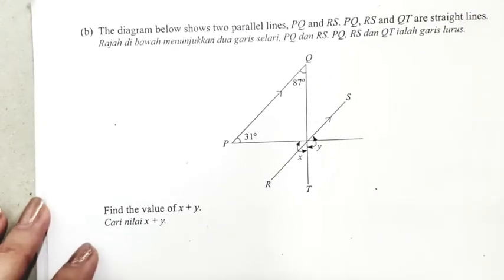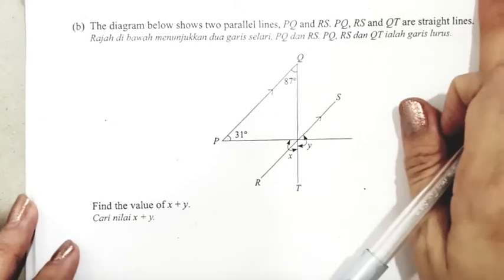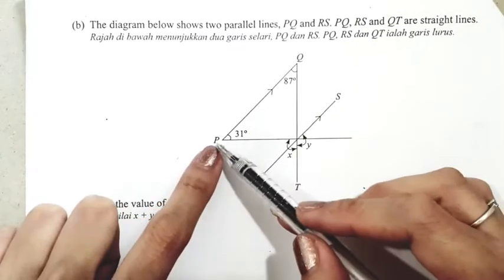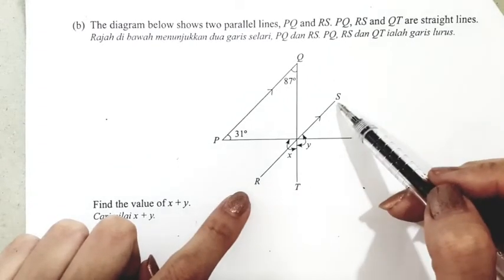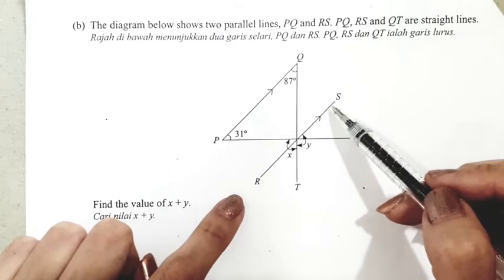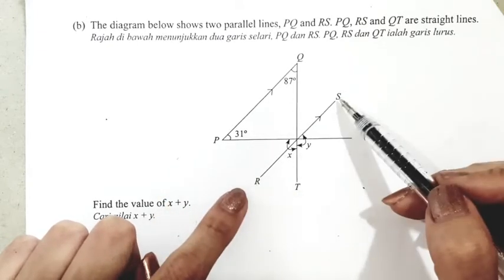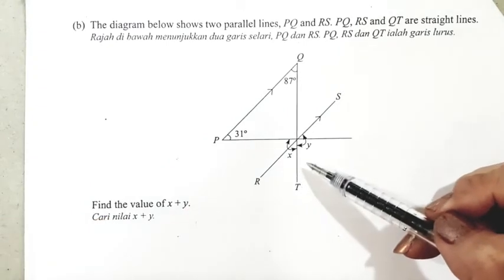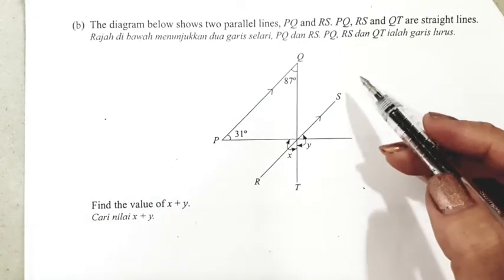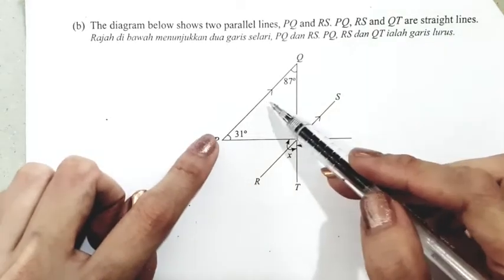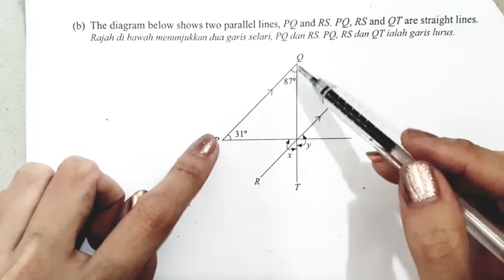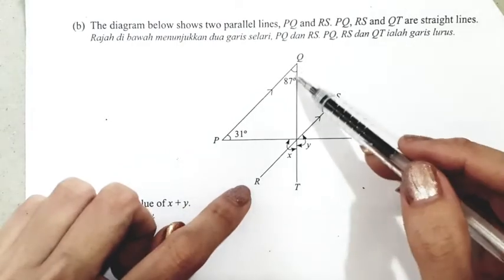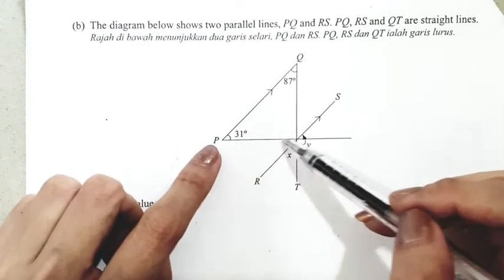Now, next, B. The diagram below shows 2 parallel lines, PQ and RS. So where's PQ? PQ, RS. And PQ, RS, and QT are straight lines. So that would tell us the properties of angle. Now, you see, between these 2 parallel lines, this QT connects the PQ and RS. So this will be the transversal. And this will be another transversal.